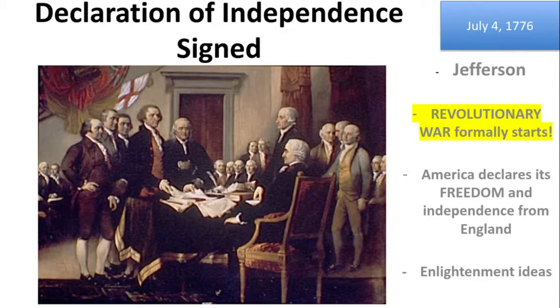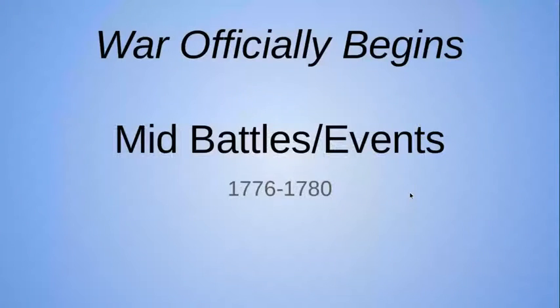Then we declare war in the Declaration of Independence, and the British strategy shifts. It shifts to the middle colonies, and it's just going to work its way down. In the middle of the war, the middle battles, the middle events, those are taking place mostly in those middle colonies: New York, New Jersey, Pennsylvania.